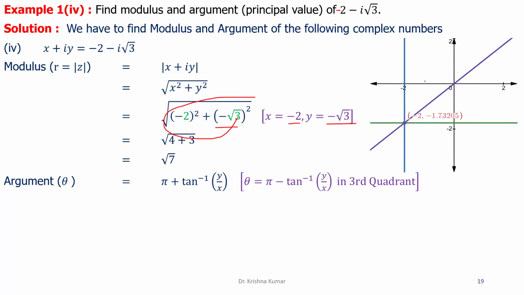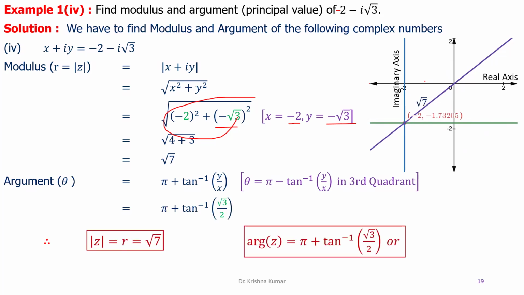And the argument theta: this is the real axis and this is the imaginary axis. Theta is equal to this, and this is the point, at distance root 7 from the origin. This is our total angle.